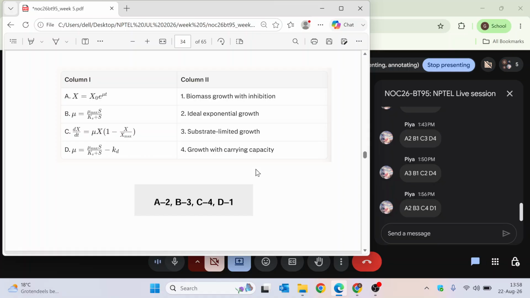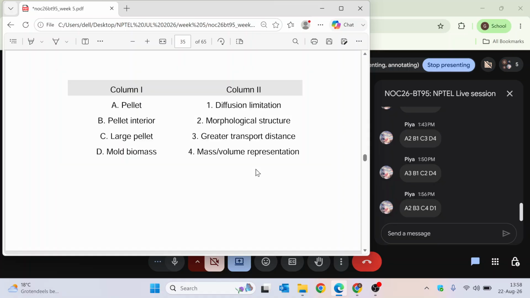And the next one is mu is equal to mu max S by Ks plus S minus kd, where the kd tells about some decline in the microbial growth, and this decline could be due to many inhibitions. So this is biomass growth with inhibition. Okay, this is about filamentous organisms.